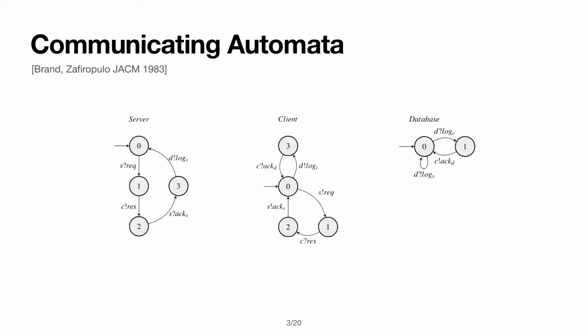To explain this representation, the bang means we are dealing with a send action, and the question mark means we are dealing with a reception. If we take this action, for example, it means sending message res to buffer C, and this action means receive message rec from buffer S. The buffers I just mentioned are FIFO queues, and in this example, each automaton has one from which it can receive its messages.